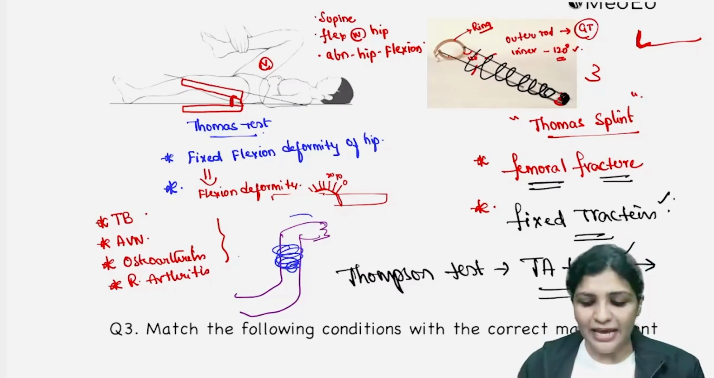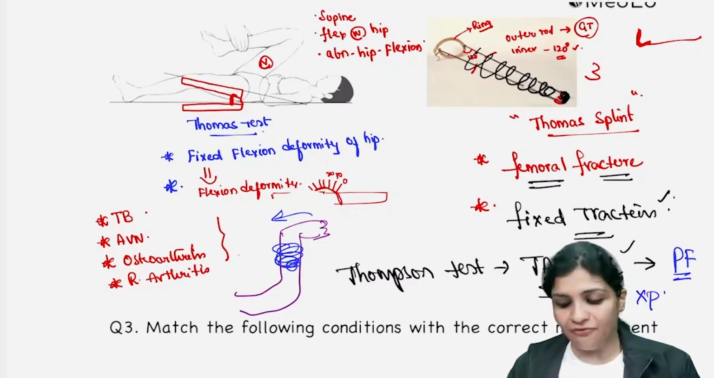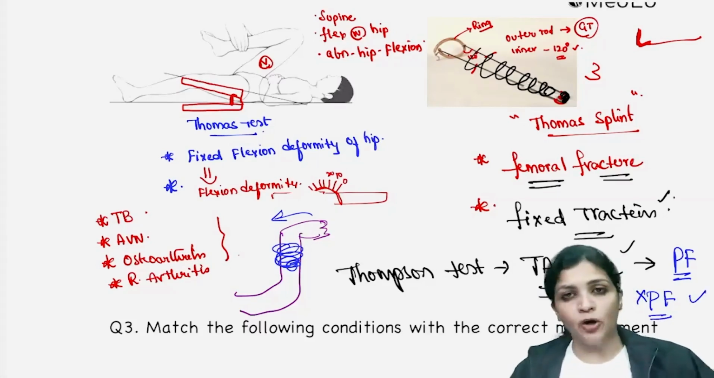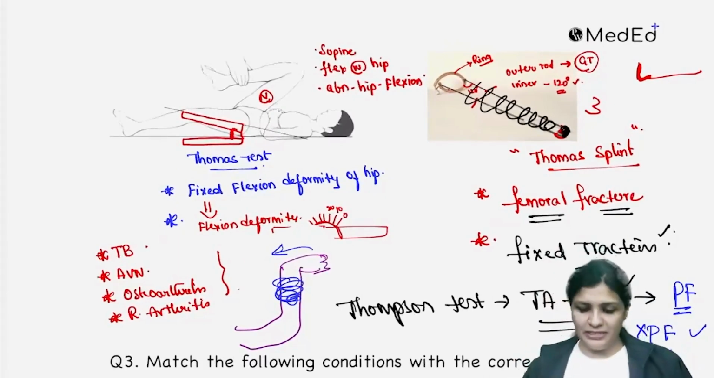Now this is the area of the leg where the gastrocnemius and soleus are present. You will squeeze, and now there should be a plantar flexion. If there is no plantar flexion, that means there is a tear in the tendo-Achilles. So that is your Thompson's test. So that is your Thomas test, Thomas splint, and your Thompson's test, right?